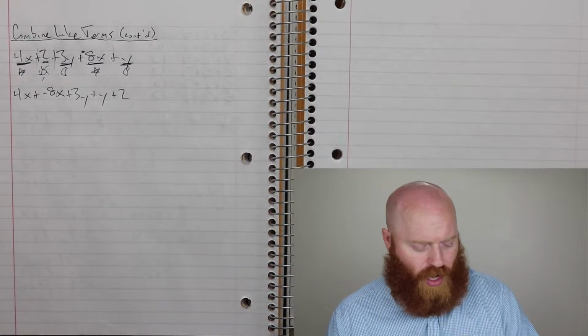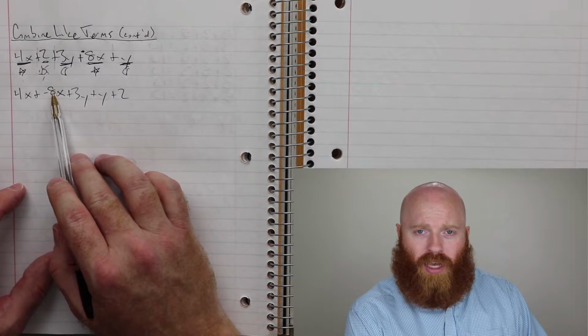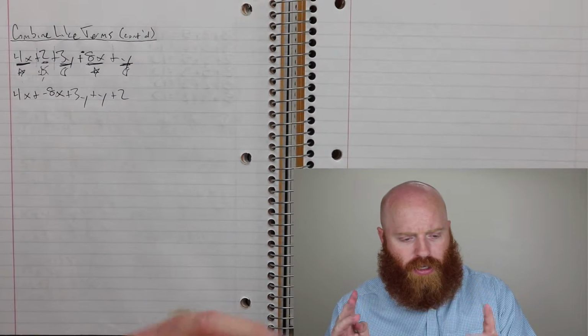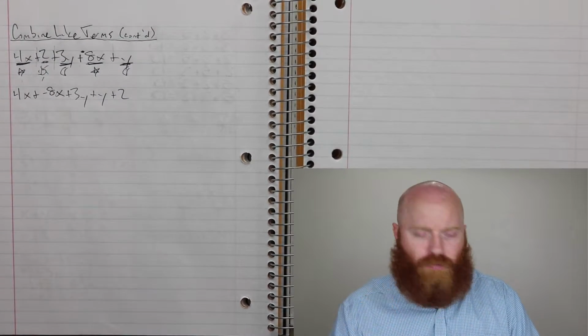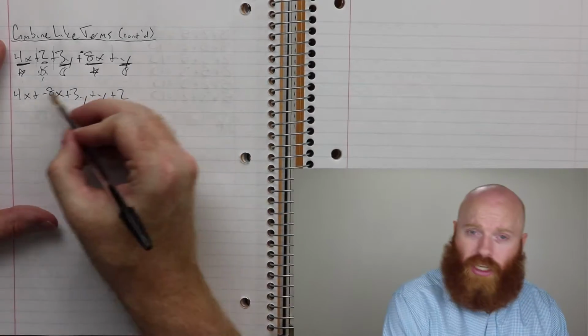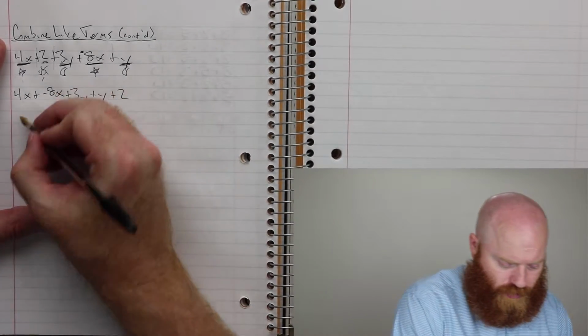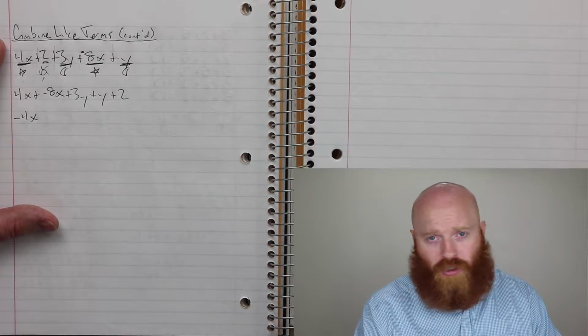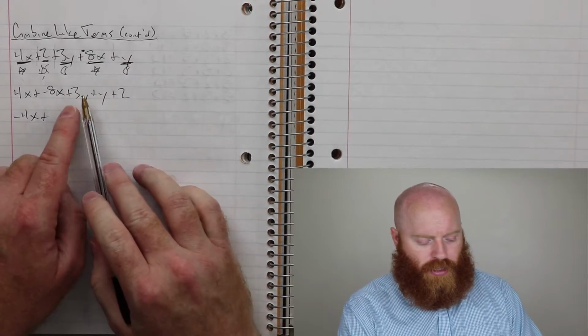Okay, now I'm going to combine them. 4 good guys plus 8 bad guys. They shoot each other. There's 4 people alive, but what team? Bad guys. So this is -4x. Bring down a plus. Always bring down a plus. And then 3y plus y.